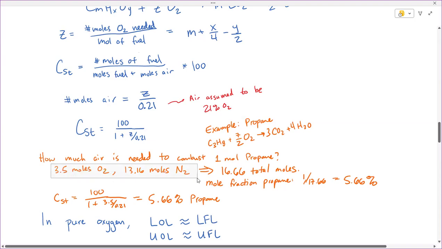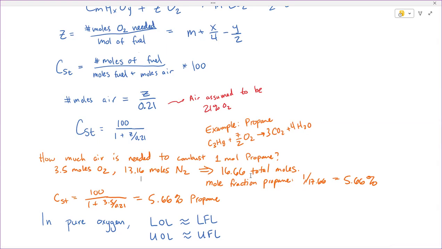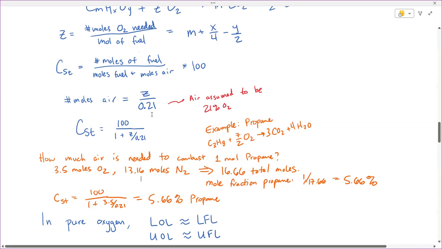And to be clear, there's many other ways that I can do this. The way that I prefer to do this calculation is first by figuring out how many moles of oxygen you need, and then 3.76 is the number that I like to use. If you multiply the number of moles of oxygen by 3.76, you get the moles of nitrogen, and then you could add those two together to get 16.66. That is a slightly more complicated way to calculate it, but it's a way that makes more logical, intuitive sense to me rather than just dividing by 0.21. But both will get you to the same place in the end.